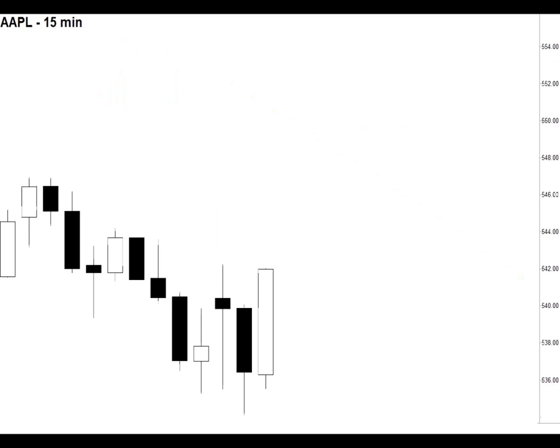How about if you're intraday trading? Well, here's a 15-minute chart of Apple. As you can see, Apple has been slowly headed down in this intraday chart, roughly going down about 10 points. But what do we find here at this point?